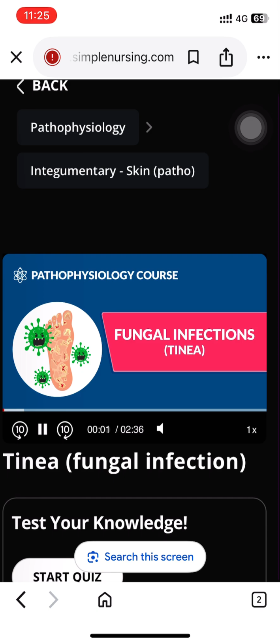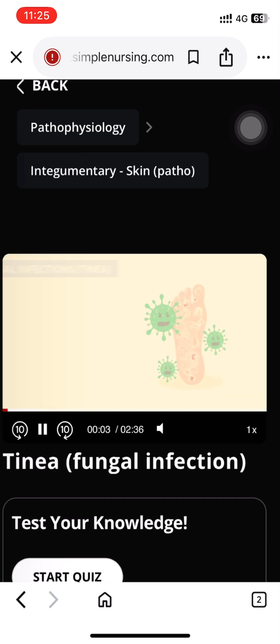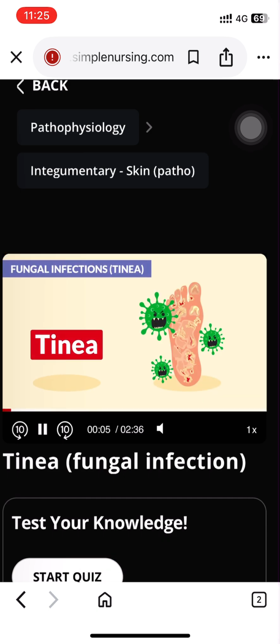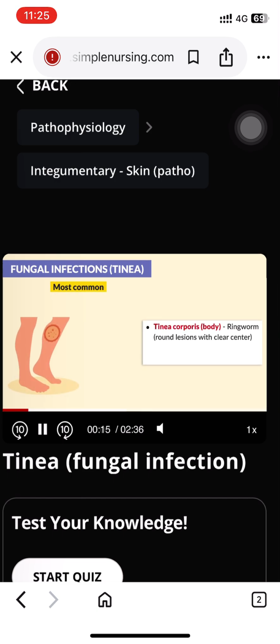Fungal infections is the next topic here. Also called tinea, or even Tanya. I'm just kidding, not Tanya, just tinea. Anytime you see the word tinea, just think fungal infections. The most commonly seen is tinea corporis, that ringworm infection, as well as tinea pedis, basically athlete's foot infection. Both are very contagious fungal infections that live on the surfaces of skin.